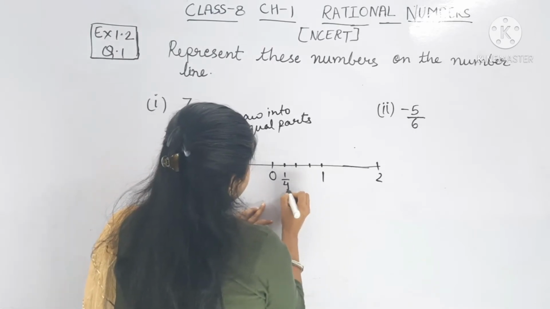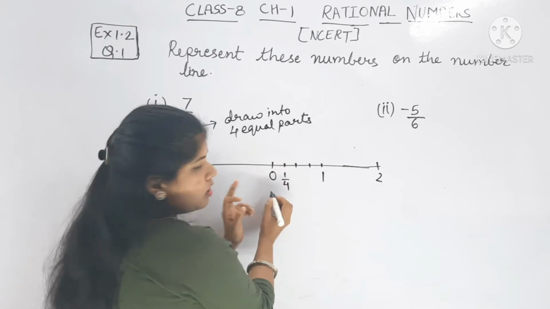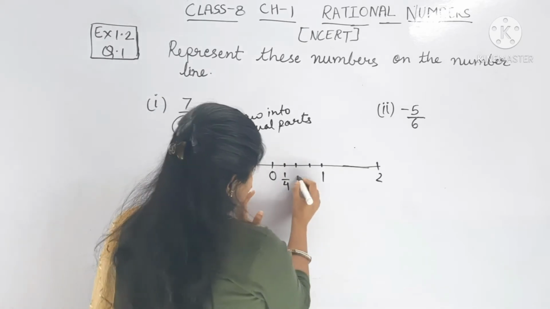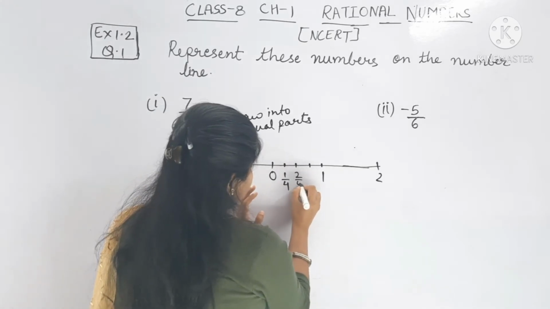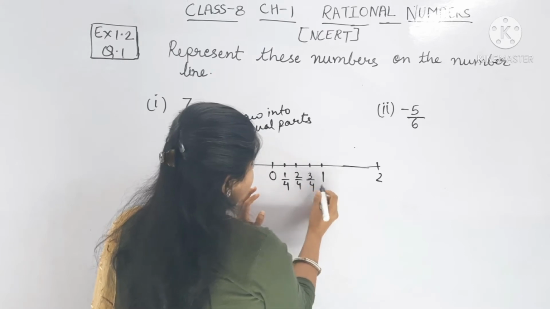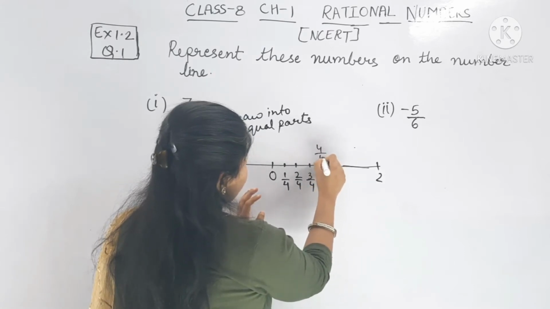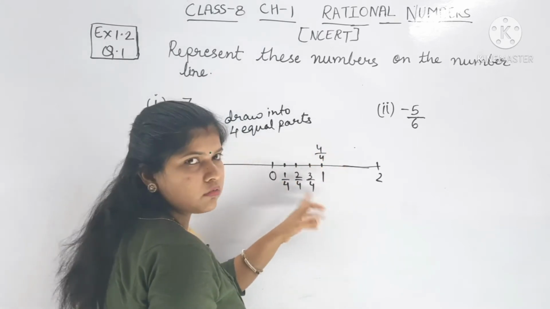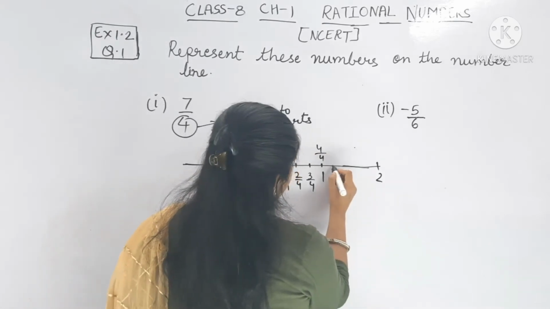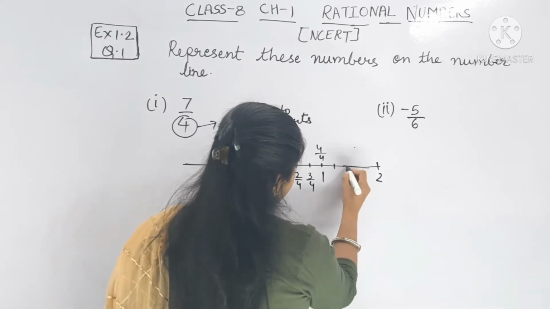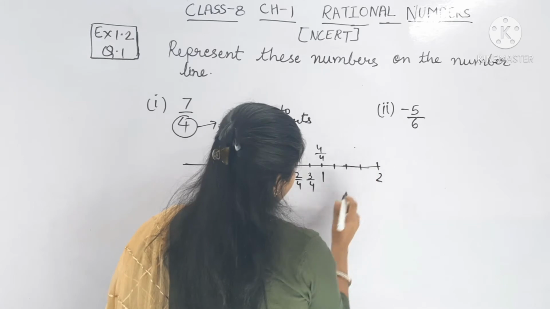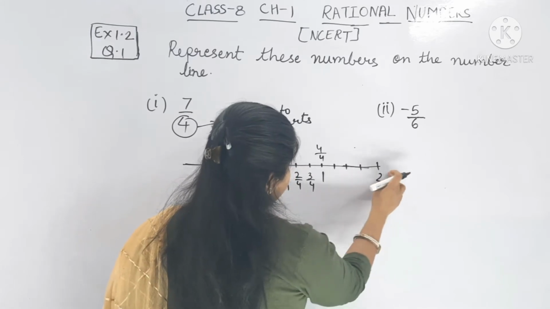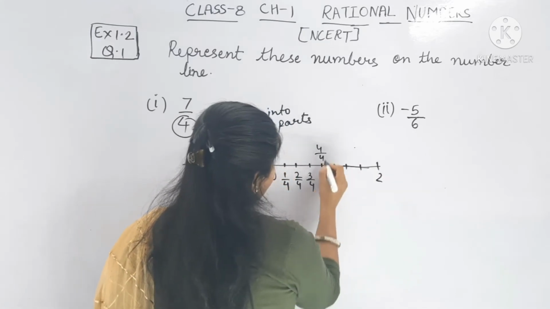So I am writing here 0 means 0 by 4. I can write 0 by 4 equal to 0. 1 by 4, 2 by 4, 3 by 4. 1 you can write like this, 4 by 4. Okay, 4 by 4 is 1 only. Now here also you have to part into 4 equal parts. Okay, 1, 2, 3, 4. This is 4 by 4.